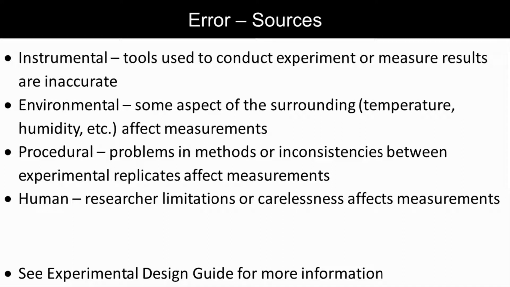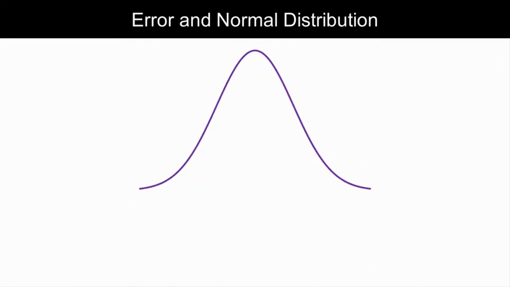affecting your experiments. If we keep repeating the experiment and measuring the distance traveled, as long as the errors are random, just due to chance variations, we begin to see a pattern emerge. Some measurements occur more frequently than others. And if we were to plot the frequency of each potential measurement, we would see a shape like this, a normal distribution.